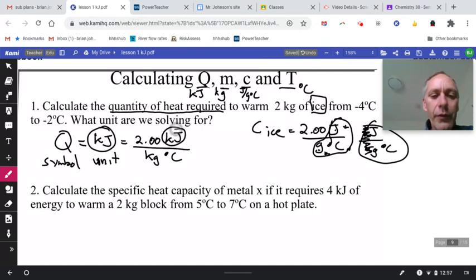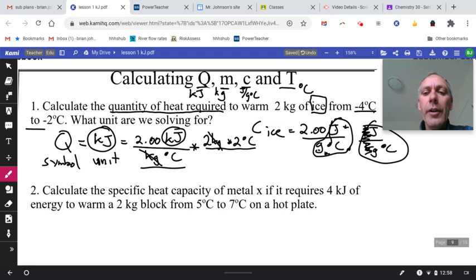Here's what we're looking for. I've put it in the right spot. All I need to do now is cancel out kilograms degrees Celsius and we have our answer. So 2 kilograms goes on top, so it cancels out with the kg on the bottom. Our difference in temperature goes from -4 to -2, so that's a difference of 2 degrees Celsius. We don't worry about putting a sign in there for gain or loss, just the difference, a difference of 2.